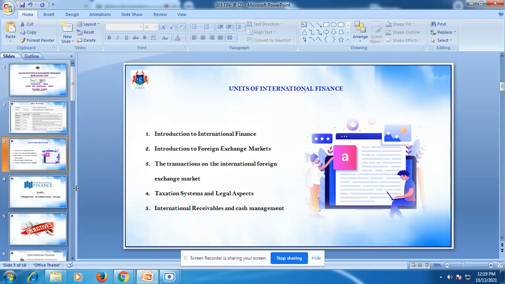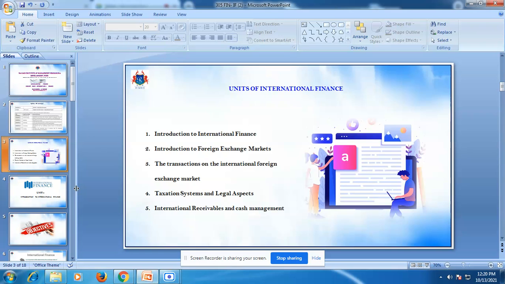The first unit is introduction to international finance. We will learn it in this unit. The introduction of international finance, including the functioning of the global financial system in the globalization process, the evolution of the international monetary system, etc. Then, for example, the gold standard system, the Bretton Woods system, etc. International financial institutions like the International Monetary Fund, World Bank, etc. International credit rating agencies, and balance of payments. These concepts we will learn in unit first.